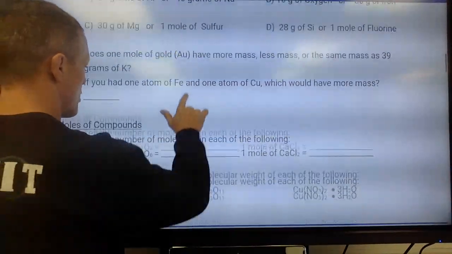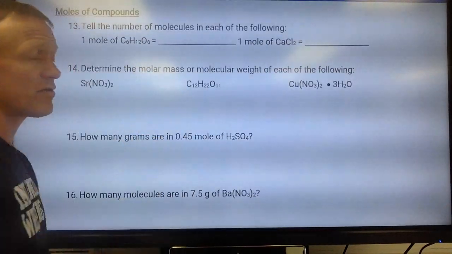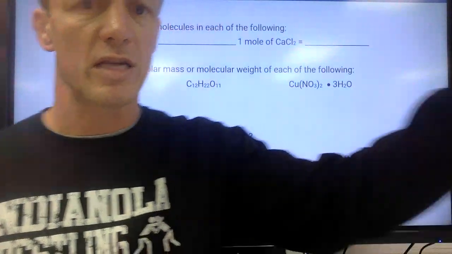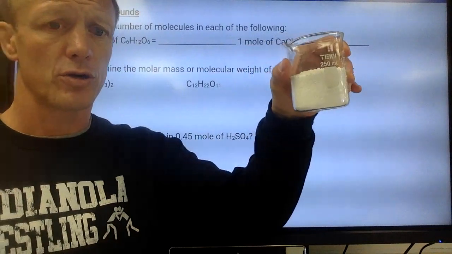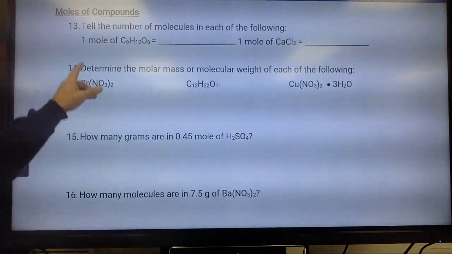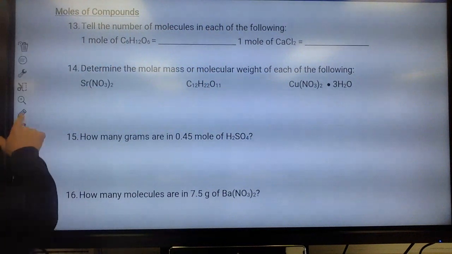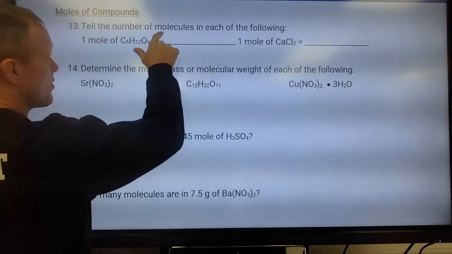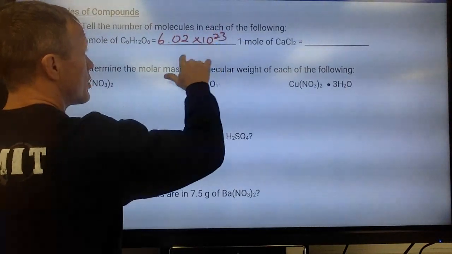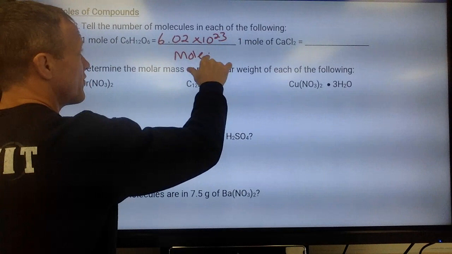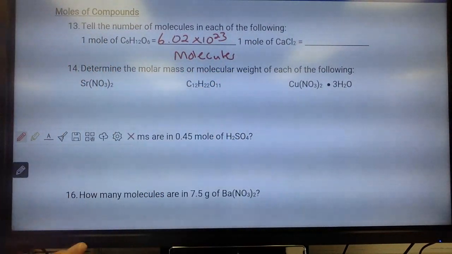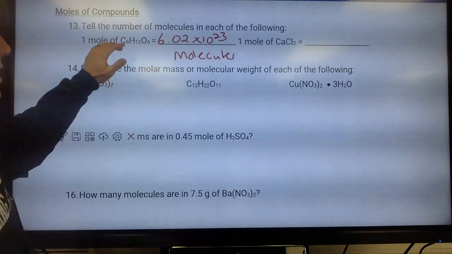All right, let's go to moles of compounds. So now, instead of having moles of individual atoms, we're going to have moles of compounds. So for example, here is a mole of sugar, which contains carbons, hydrogens, and oxygens. If I have a mole of glucose here, it just means I have 6.02 times 10 to the 23rd molecules. And don't confuse the words moles and molecules, that's just a coincidence. So that is that many molecules.